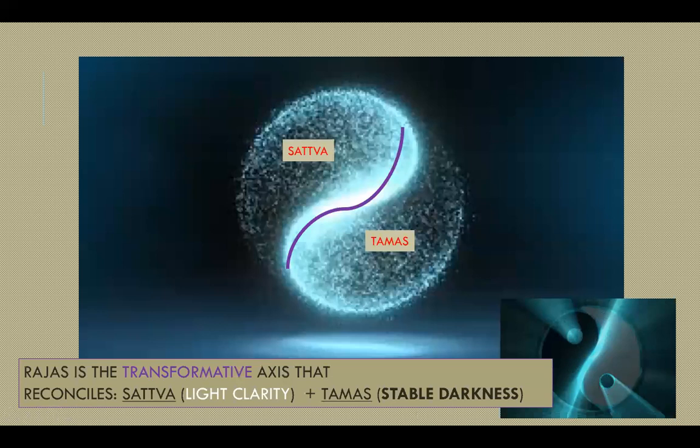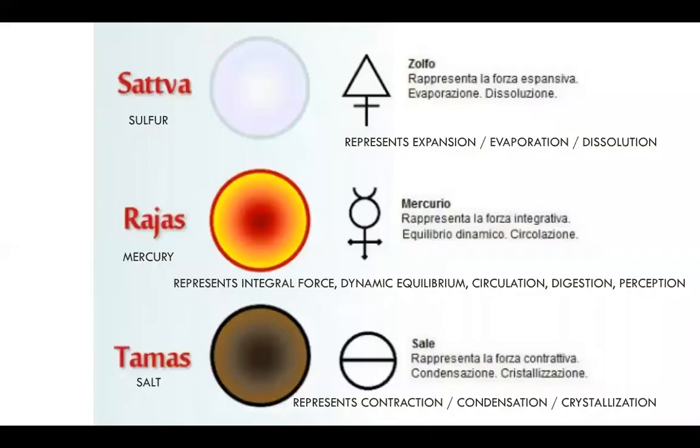Because there's a stability in darkness too. That's also an important point I was going to make. Because tamas and ignorance is stable, all manifested reality emerges out of darkness.